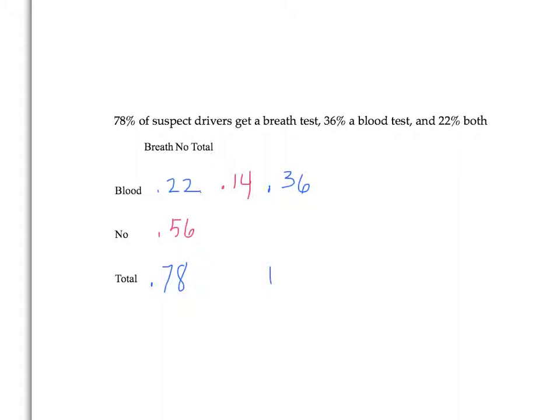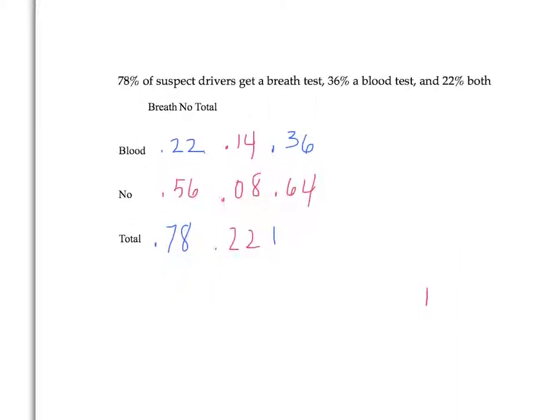I know that 0.36, the total adds up to 1, so I can fill in the no column, the no row. That's going to be 0.64. This is going to be 0.22, and that means this has to be 0.08. It works from both directions. So that can be really helpful too, to use a table.